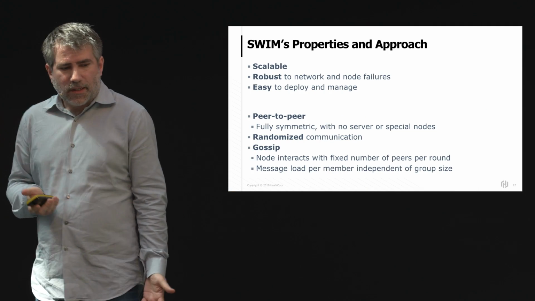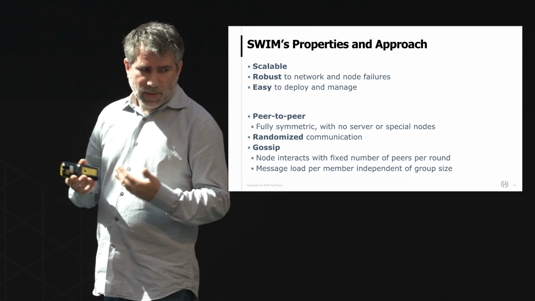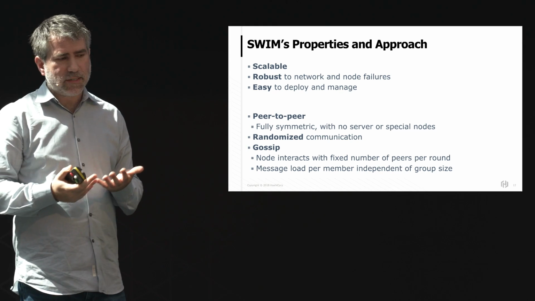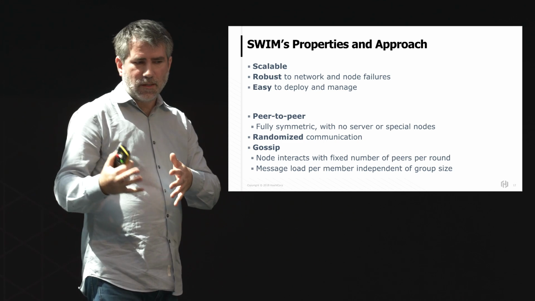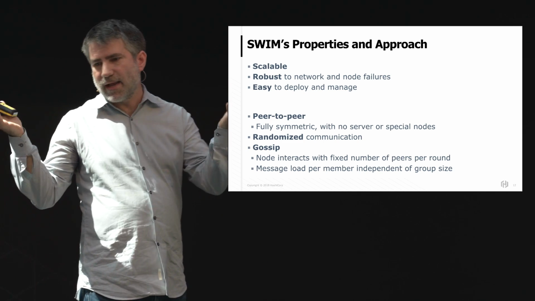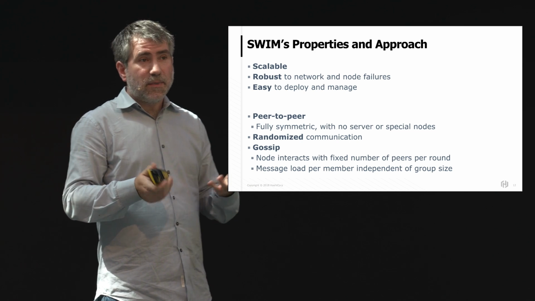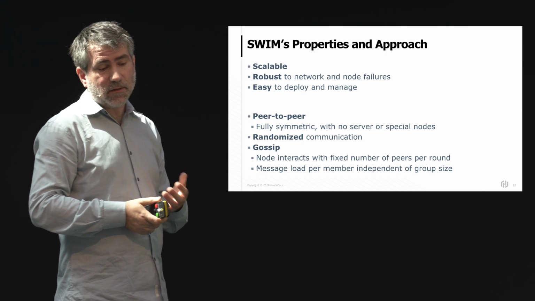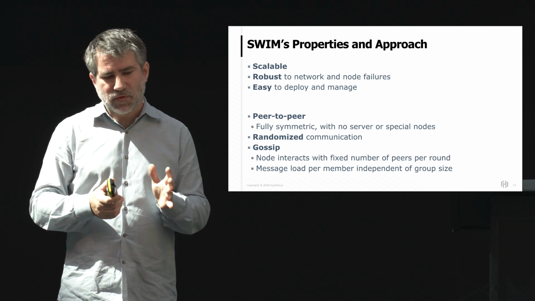So when we evaluated SWIM for our own use and for your use indirectly, there were a bunch of criteria. We knew that we needed something that scaled. We wanted it to be robust, both to network problems and local node problems. Again, there's no point having an unreliable failure detection system. And we wanted it to be easy to deploy and manage. And it turns out SWIM has some really nice properties. The way it's architected actually really helps with this stuff.